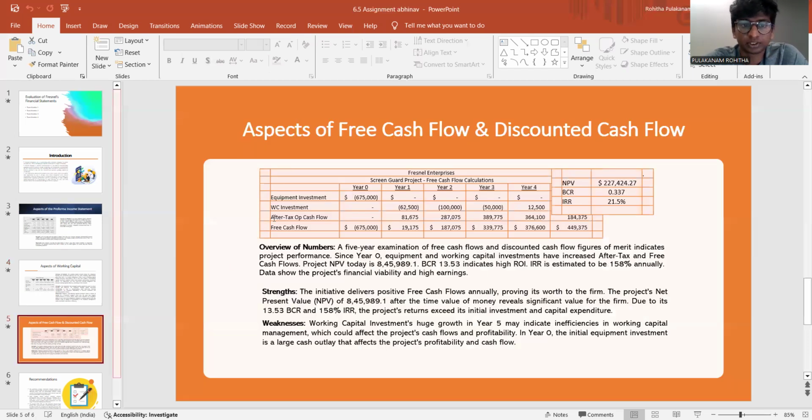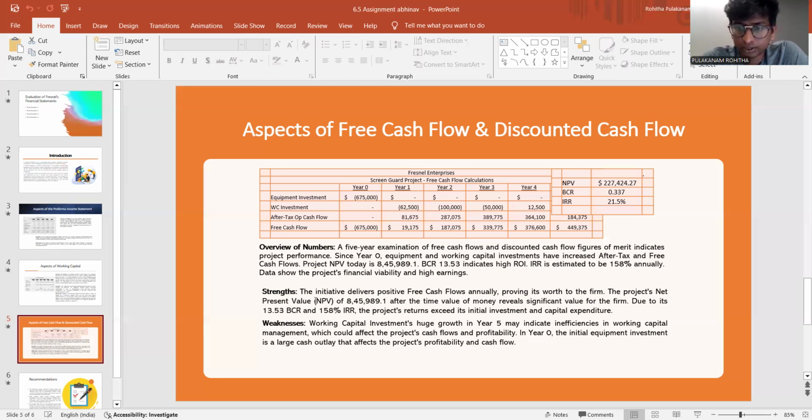The next one is about the aspects of free cash flow and discounted cash flow. The table is about the equipment investment and working capital investment, after-tax cash flow, and free cash flow. I gave the numbers: the project's free cash flow is about 845,989, and BCR indicates high ROI. IRR is estimated to be 158% annually.